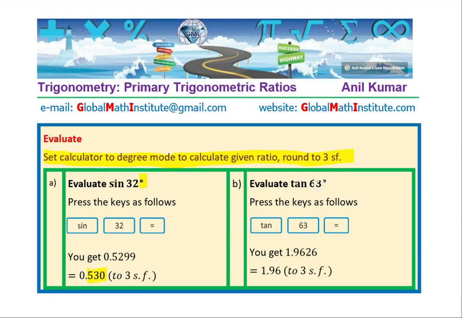For tan, we have this key tan, press the number 63 and then equal to, you get 1.9626. Rounding it to 3 significant figures will give you 1.96. So understand what is 3 significant figures so that you can actually get the exact answer required, right? Rounded to 3 significant figures. Perfect. And that's kind of important from many test point of view.